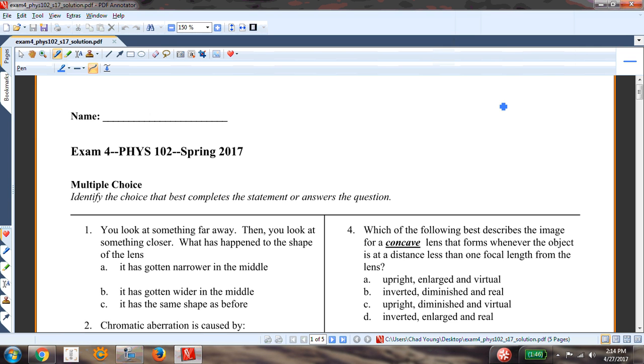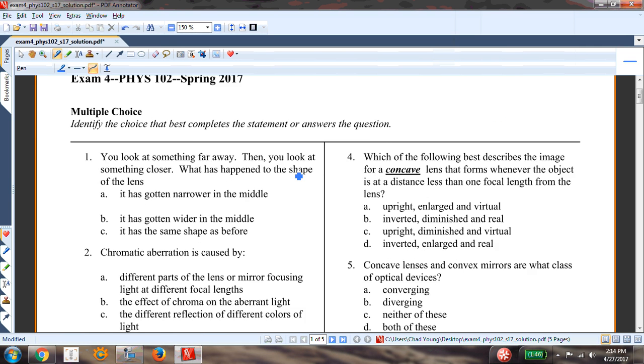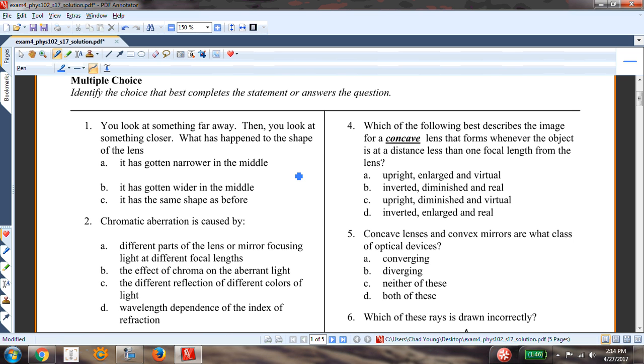All right, this is exam 4 for physics 102. You look at something far away and then you look at something closer. What has happened to the shape of the lens?